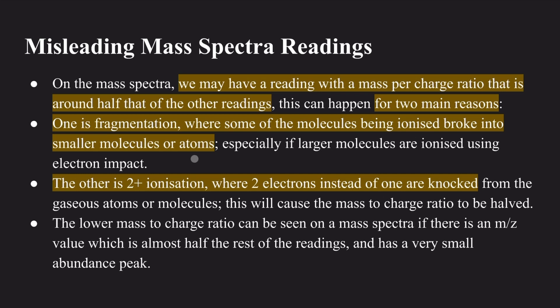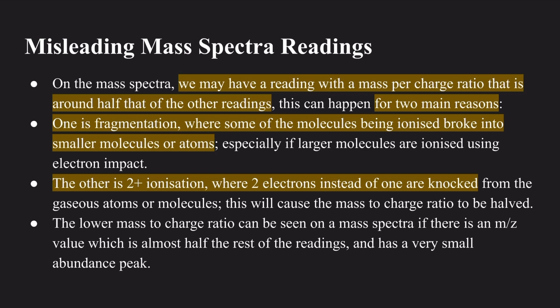On the mass spectra, we may have a reading with a mass per charge ratio that is around half that of other readings, or just generally less than other readings. And this can happen for two main reasons. The first one is fragmentation, and this is particularly the case with large molecules or macromolecules. This is where some of the molecules being ionized break into smaller molecules or atoms. We talked about this earlier, especially if larger molecules are ionized using electron impact. That's why we don't really use electron impact for larger molecules, but fragmentation may even happen with electrospray, albeit on a much smaller scale.